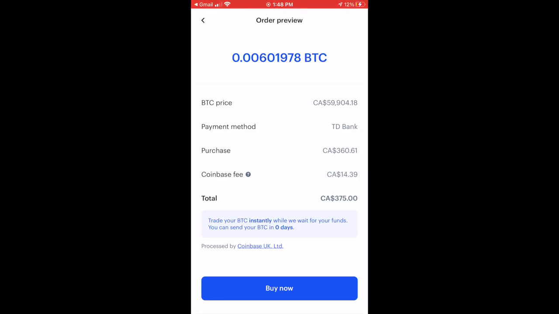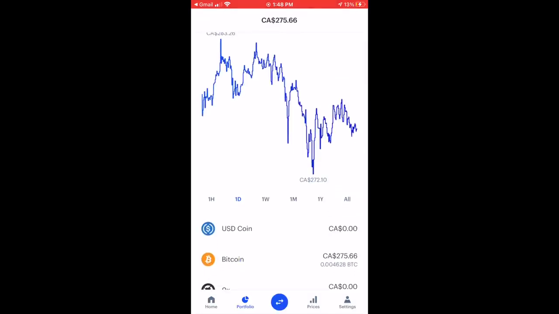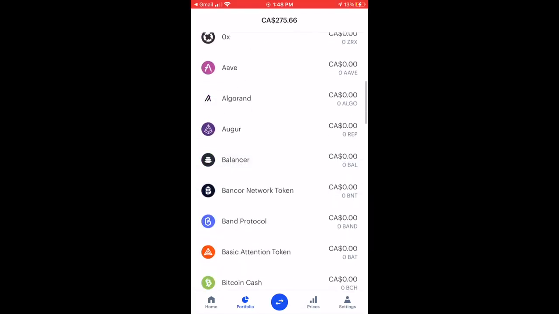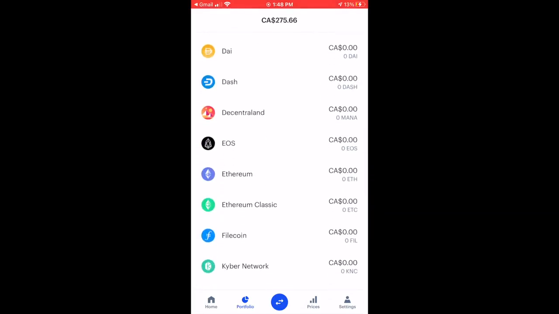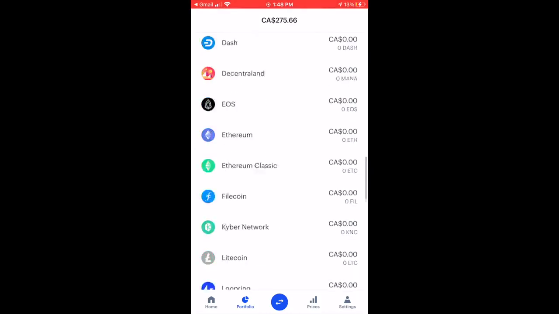And as you can see, the fee that I have to pay is $14. And so if you want to buy it, you just click buy now, and that would be really it. And if you want to buy any other coin, you do the exact same thing. So now I'm going to show you how it's going to work with Ethereum, since that's basically my favorite one, or one of my favorite ones, and how to buy that.